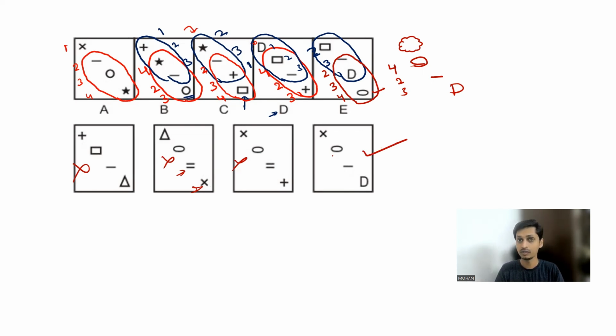So this is how you have to solve this kind of visual reasoning question. So you have to number the elements and try to check its movement. It is very, very important, right?